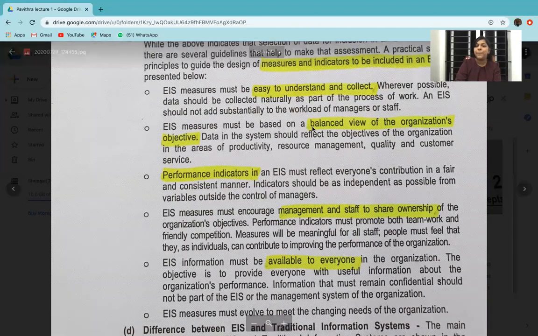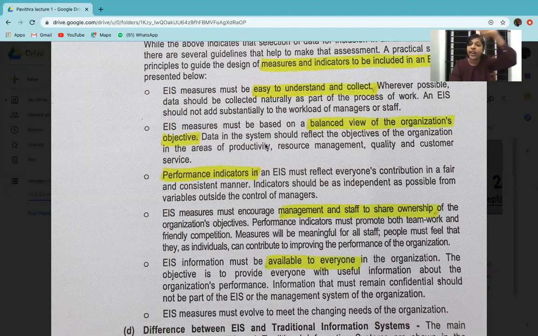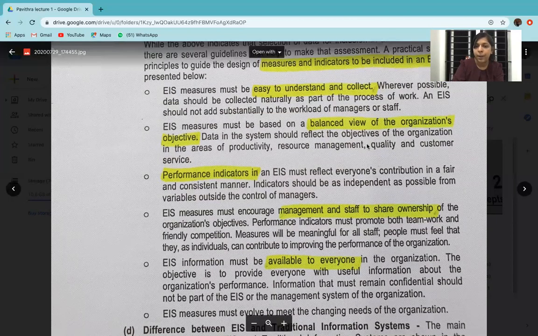Measures should be based on a balanced view of the organization's objectives. It should be easy to understand and collect. There should be a balanced view. And performance indicators in an EIS should reflect everyone's contribution in a fair and consistent manner. So: easy to understand, a balanced view of the organization, and performance indicators must reflect everyone's contribution. EIS measures must encourage management and staff to share ownership. Everyone should feel they belong to the organization. So it all comes to the same point, balancing.